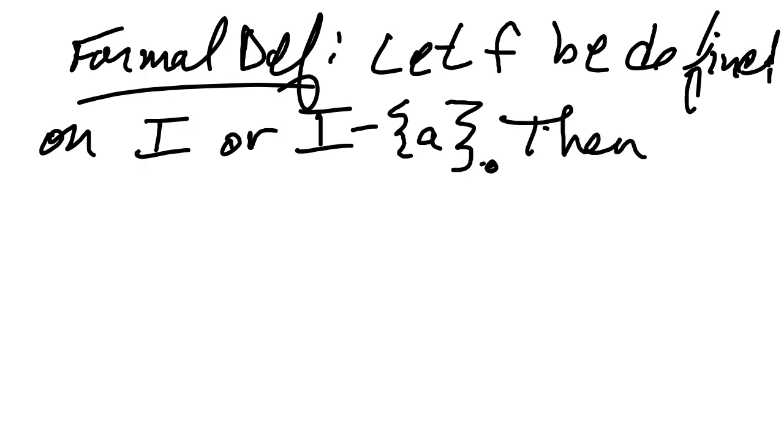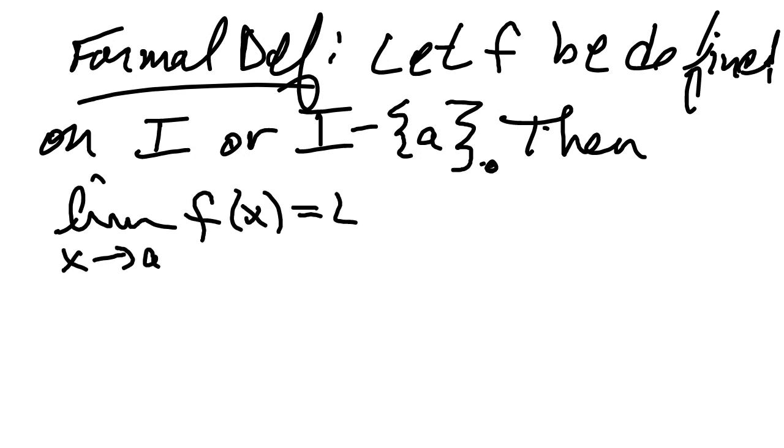Then the limit as x approaches a of f of x exists and equals L, which I'm going to write like this, if and only if. Once again, it's a definition, and definitions go both ways, so that's if and only if. Now we're going to get into the calculus part of this.